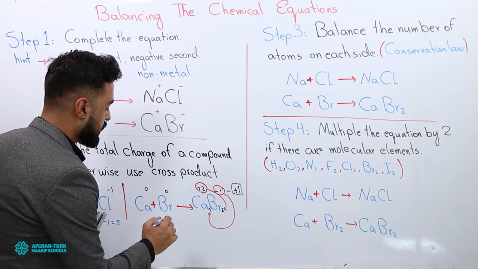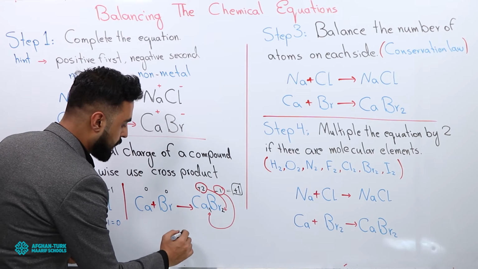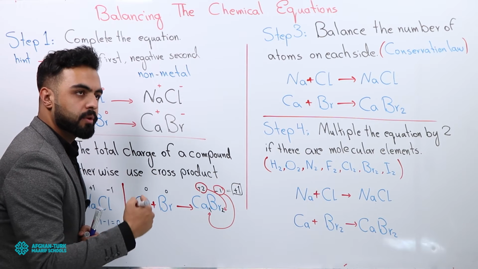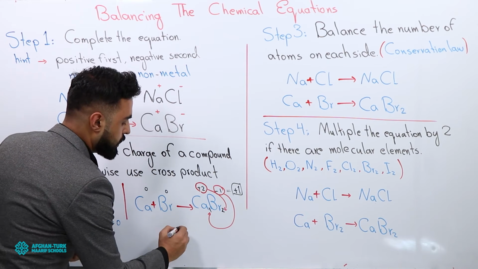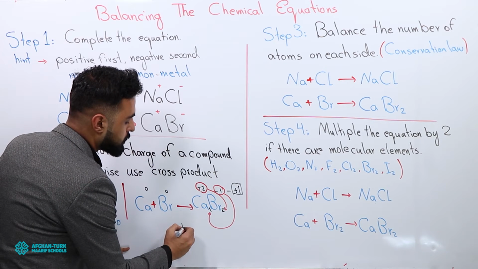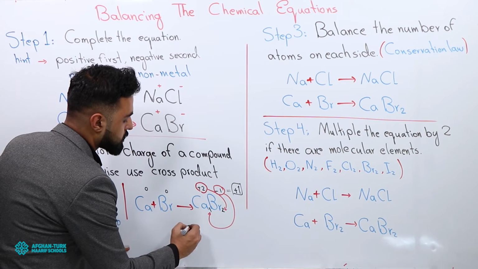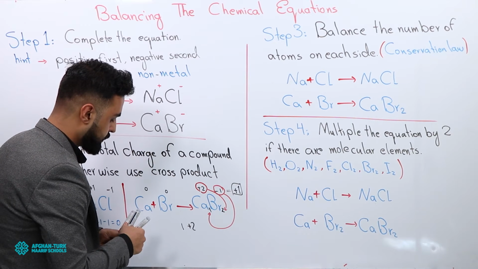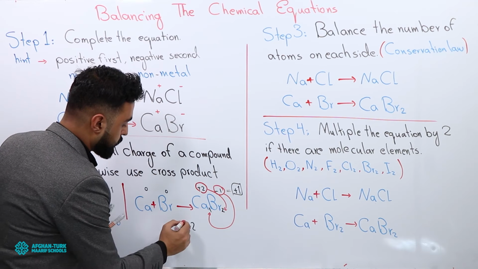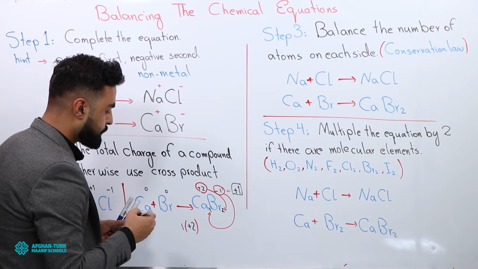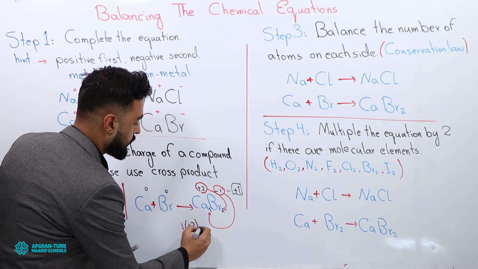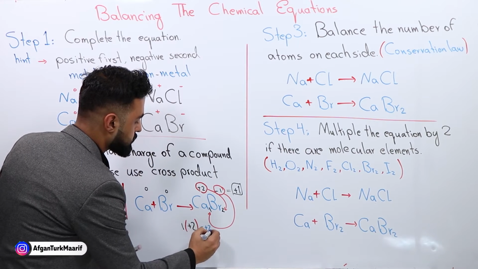But here I should write it. So now we have 1 calcium with positive 2. The charge is positive 2. So 1 multiplied by positive 2. Sorry, let me write it with red. 1 multiplied by 2, it will become how much? It will become positive 2.